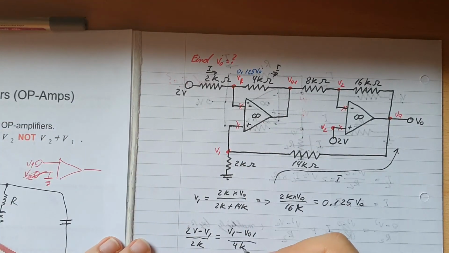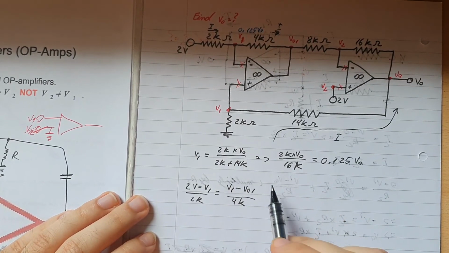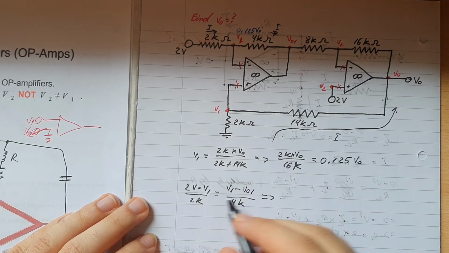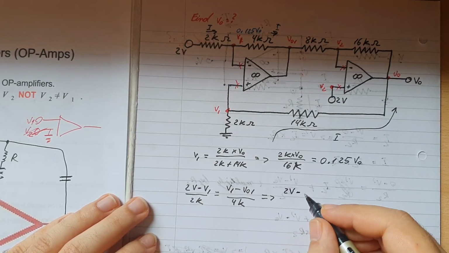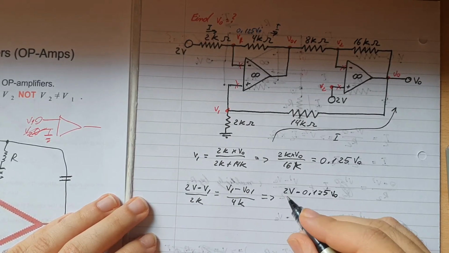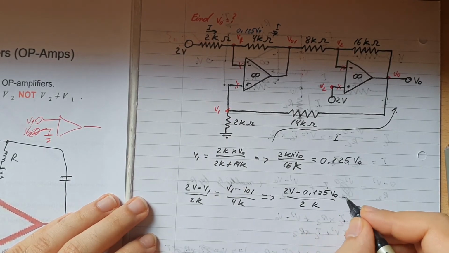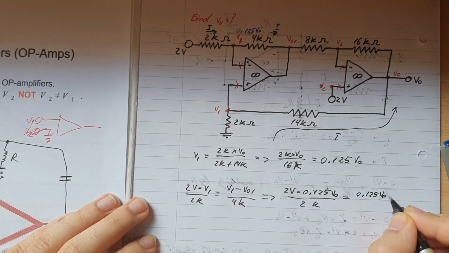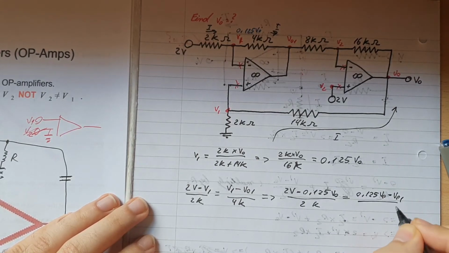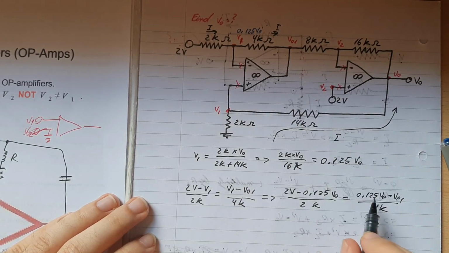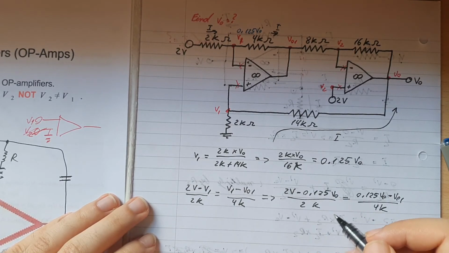Okay, very simple and straightforward. Now, therefore, this one will be 2V, this one will become 0.125 V out over 2K, and that will be equal with 0.125 V out minus VO1 over 4K. We still have two unknowns, but you'll see it still works.